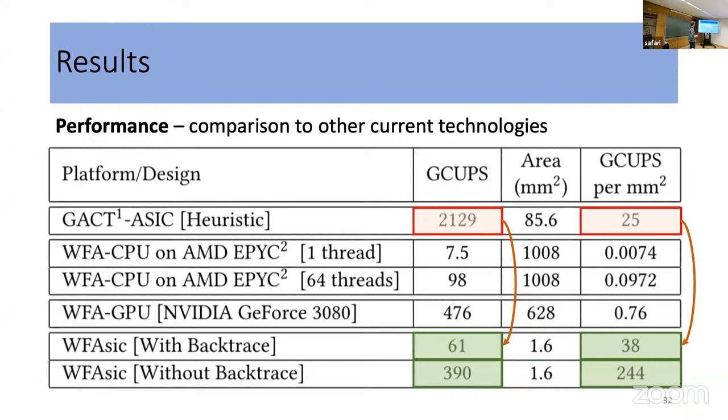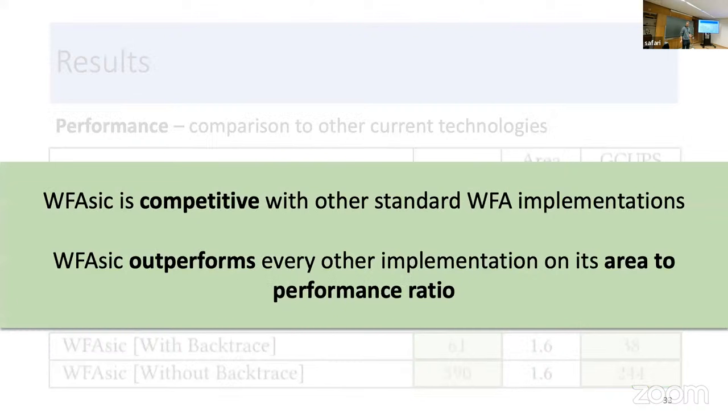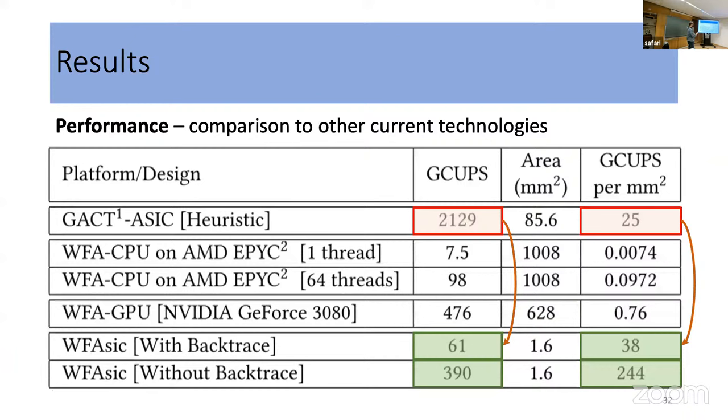The other entries, WFA CPU and GPU, are just some reference values. I do not believe that these are actually used in production. So from that we gather that in absolute numbers, it is still competitive, not against the current front runner, but against other implementations. But based on its area to performance ratio, it outperforms every other technology, with backtrace enabled and disabled both, as you can see.